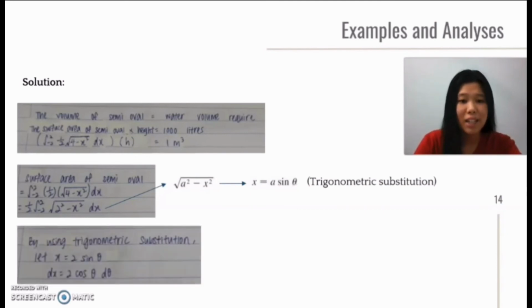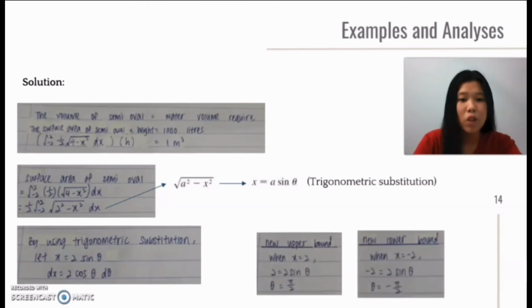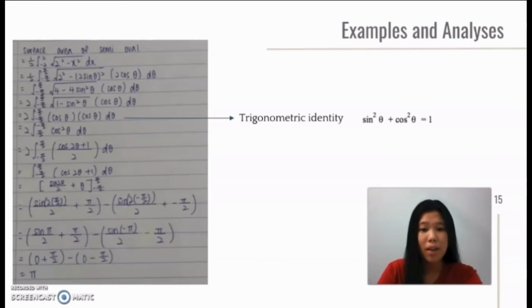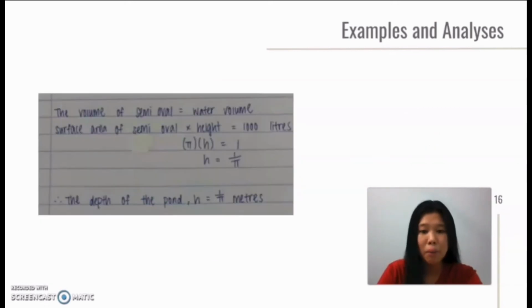We differentiate both sides and get this. When we transform the integral by substitution, the upper bound and lower bound also will be changed. The new upper bound and new lower bound have to be identified, and then we get this. And this part, we notice, can be changed to cos delta by using the trigonometric identity. At this part, we also notice that it can be changed to this by using a trigonometric identity. At last, we found that the surface area of the semi-oval is equal to pi. So, pi multiplied by the height is equal to 1 meter cube. Thus, we get 1 over pi, which is the depth of the pond.